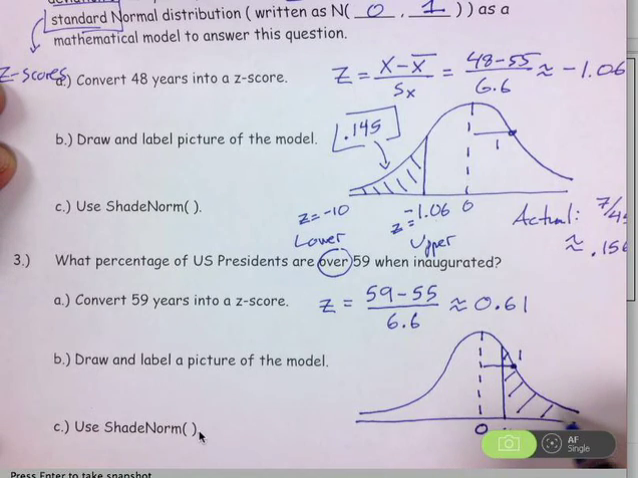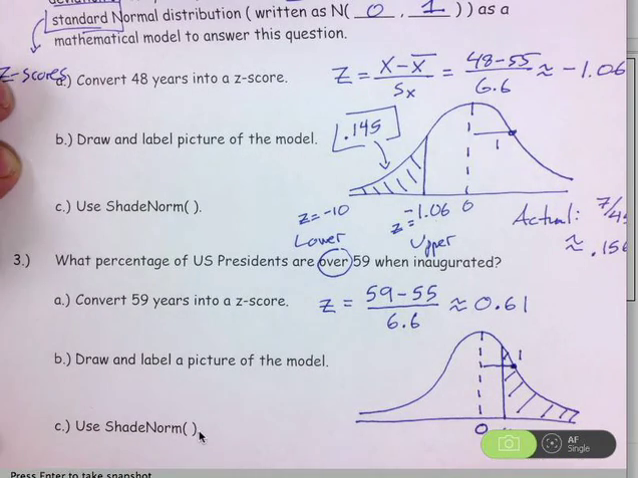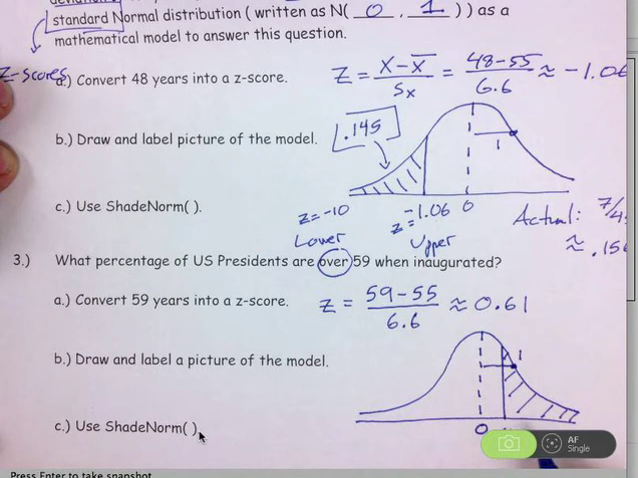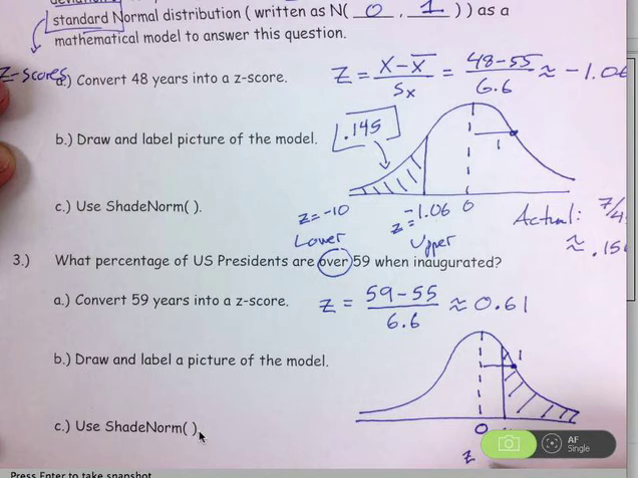The shading is an important part of showing your work because it illustrates where the percentage is that you are trying to find. So understand, when I need to use the shade norm command, I need to specify a lower and an upper boundary. The lower boundary is always on the left, the upper boundary is always on the right. So this time the 0.61, the z-score I've calculated, that's the lower boundary, and there isn't an upper boundary specified.